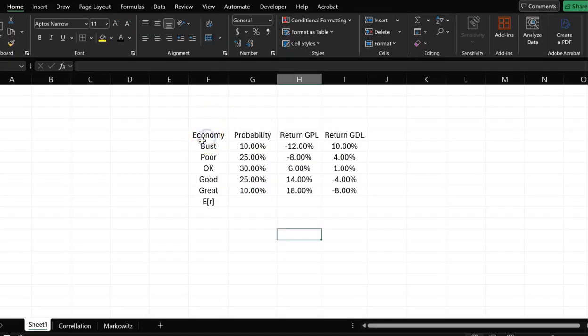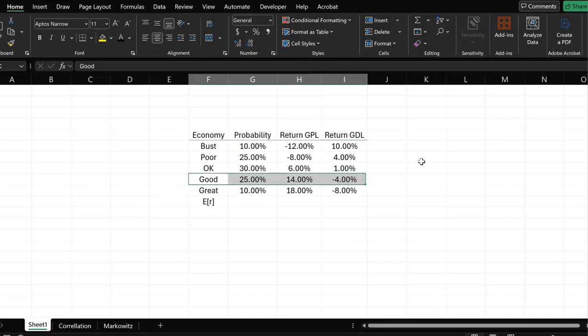I've got this example here of a scenario of several different possible economic outcomes, the probability that we could achieve those, and then the return. I've got two stocks here, GPL and GDL, and I've got their return in each outcome. So in other words, if there is a bust, which there's a 10% chance that the economic condition will be bust, then GPL will have a return of minus 12% and GDL will have a return of positive 10%. Right, and so on and so forth.